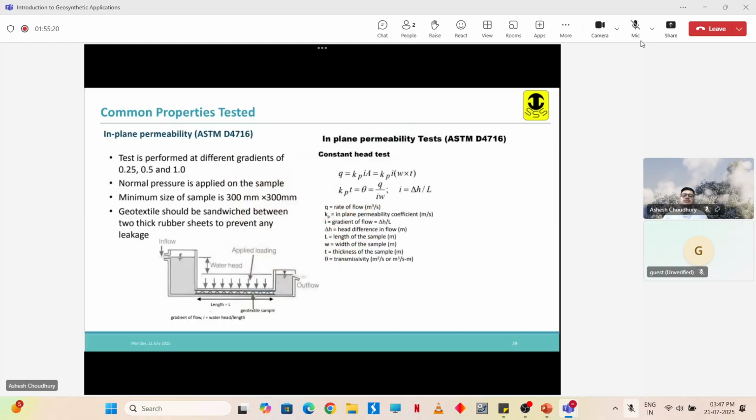The test is ASTM D4716. So Q is the flow, KiA again. Kp is the in-plane permeability coefficient, and Kp into area, where area is the width of the geotextile times the thickness, is the area of flow, the cross section of the geotextile. So Kp into T, the in-plane permeability coefficient times the thickness, is nothing but the transmissivity. Transmissivity is nothing but Q by i into W, that is, delta H by L, where L is the length of the sample and delta H is the head difference. So this is the constant head in plane permeability test.